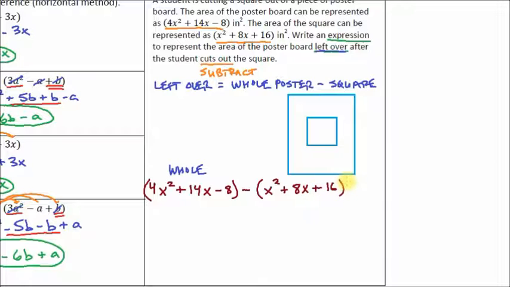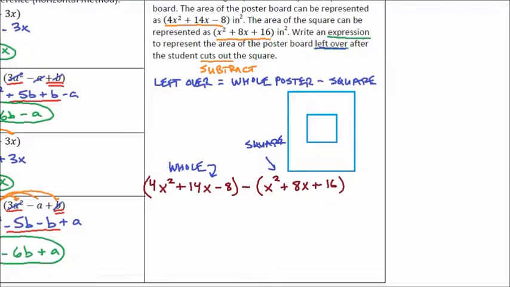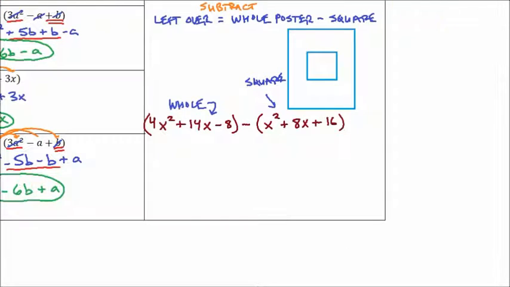Now look what you did mathematically. You're taking the whole thing. Let's put an arrow here so we can see. This is the whole thing, and this is the square, which is exactly what we wrote in our diagram, in our written out word equations. The whole poster minus the square. Alright, now this should look familiar to you. This is exactly what you've been doing in our last examples. Let's go ahead and do the math here. I'm going to use the horizontal method. You can use the vertical method if you want. So here's the horizontal method.